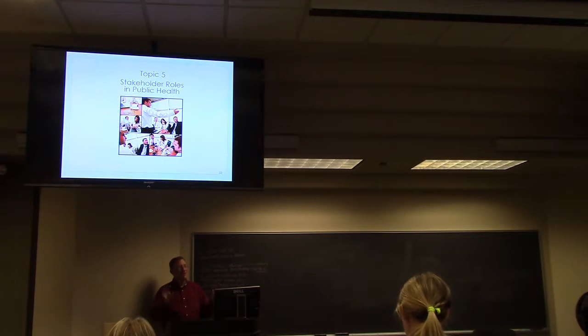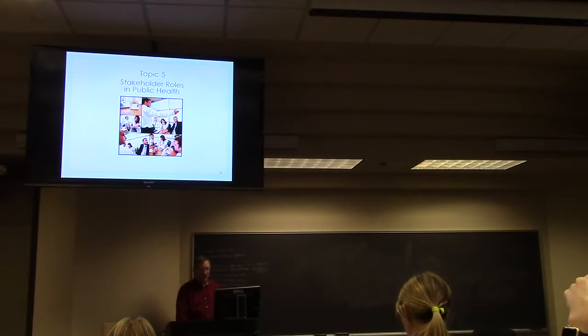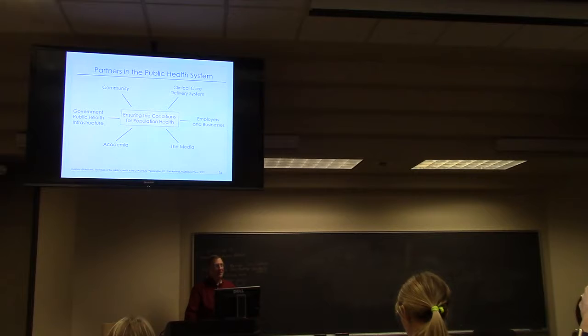Okay, let's look at the stakeholder roles in public health. I've already been talking about stakeholders, but there are actually quite a few. Look at this. To ensure that the population stays healthy, there are a wide number of groups within the public health system. Partnership group. You've got community, which is important, just local people. What do they want for their people?